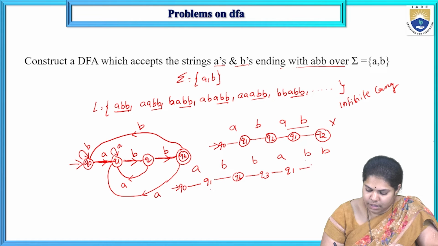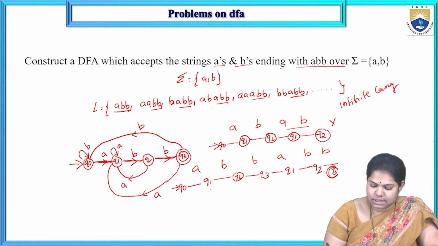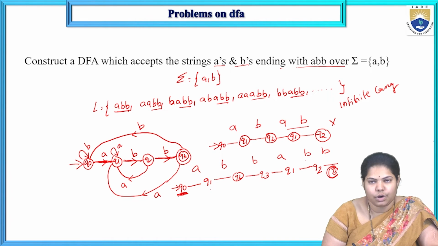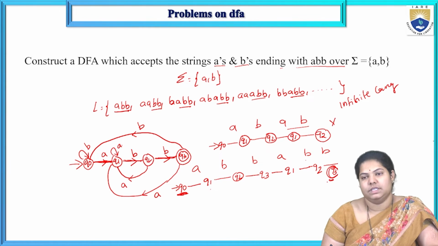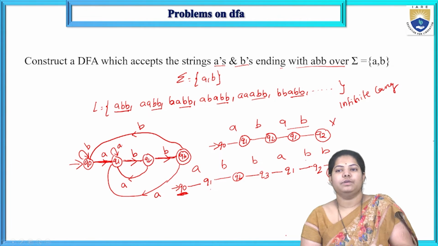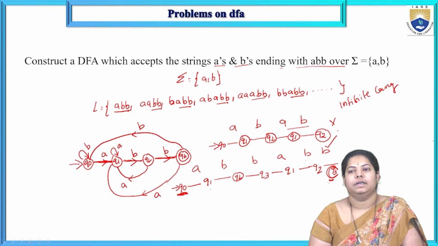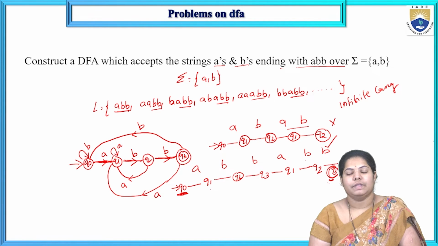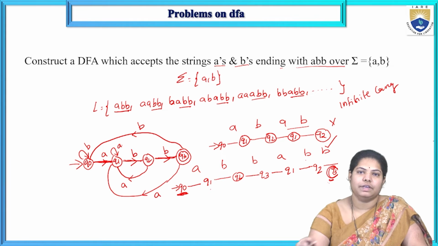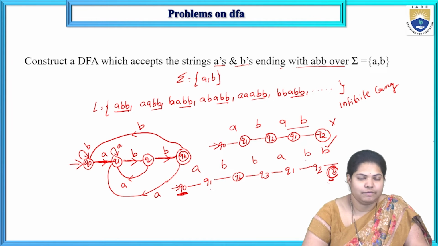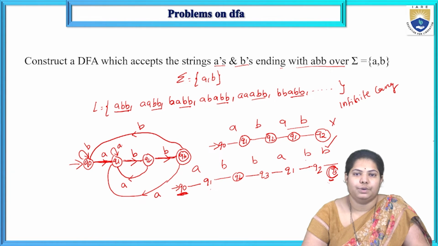Q1 on B goes to Q2, and Q2 on B goes to Q3. So check it. I start with Q0, which is the initial state, and reach Q3, which is a final state. Therefore this string is accepted by the deterministic finite automaton. This is how we need to check whether the DFA that we have drawn is correct or not.